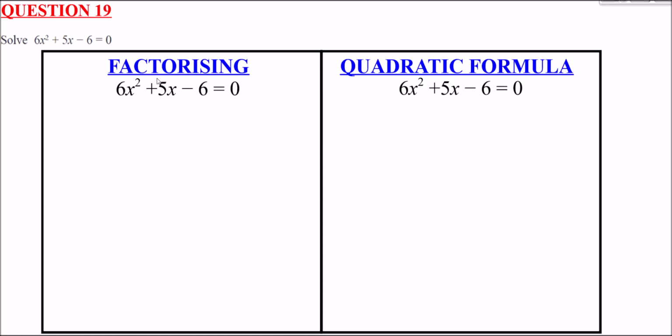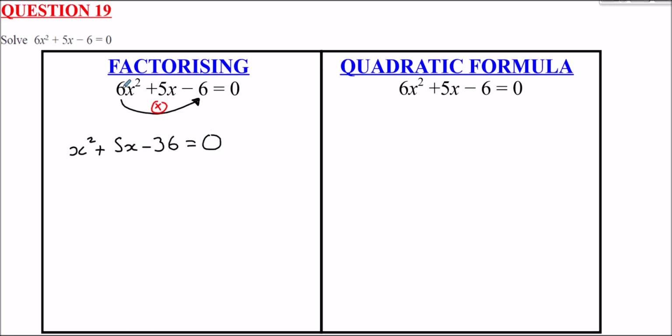So the way I do it is, firstly, let's just see if 6, 5 and minus 6 have any common factors in them. They don't. The highest common factor of 6, 5 and 6 is 1. So once you've checked that, you can now multiply the first number, the a, by the c, and then we temporarily forget about this number. So I'm just going to write the 6 as 6 times 6 now. So the minus 6 becomes minus 36. So I think of it as x squared plus 5x minus 36 equals 0.